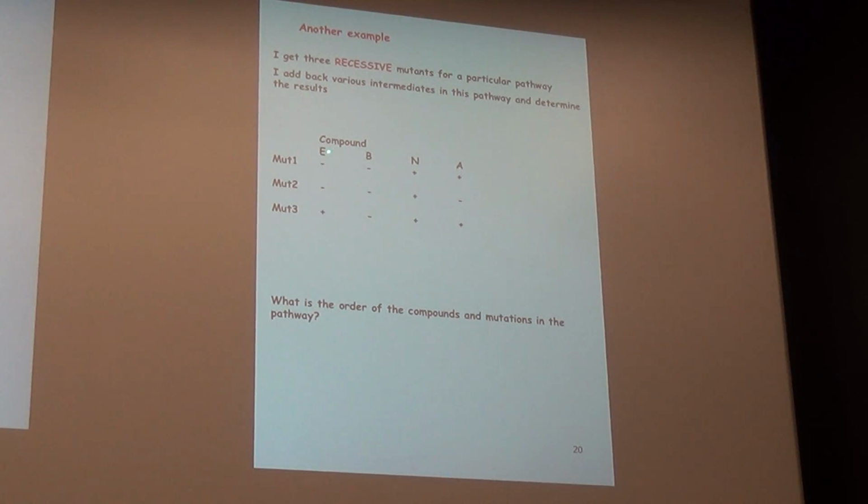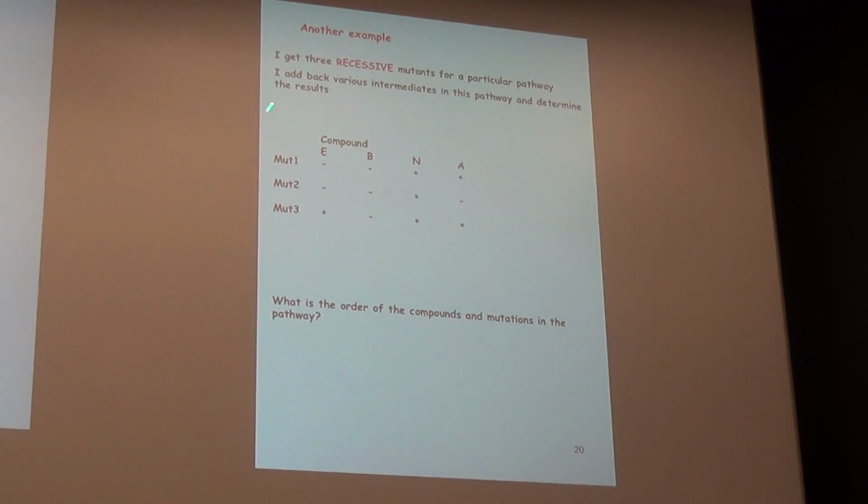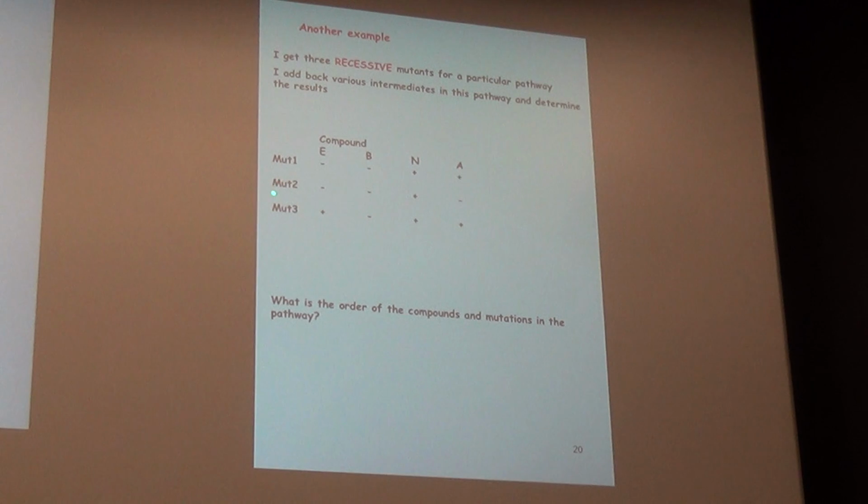So here are 4 different compounds, compound E, B, N, and A. And we have 3 different mutants, mutant 1, 2, and 3. Okay, mutant 1, if you feed it compound E, you're not able to rescue it. If you feed it compound B, you're not able to rescue it. But when you feed it compounds N and A, you are able to rescue the mutant. So compounds N and A must be downstream of the mutation, correct? So that's why you can rescue them.